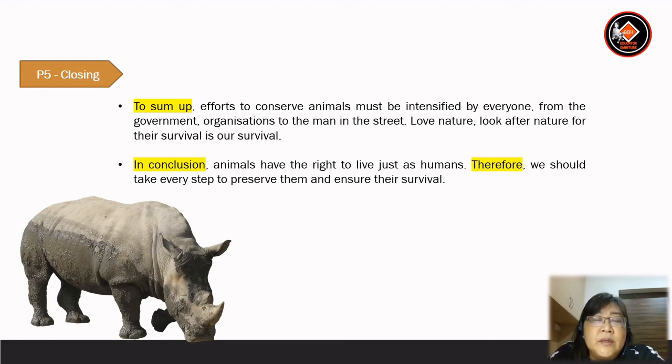And number two, you can write, in conclusion, animals have the right to live just as humans. Therefore, we should take every step to preserve them and ensure their survival.